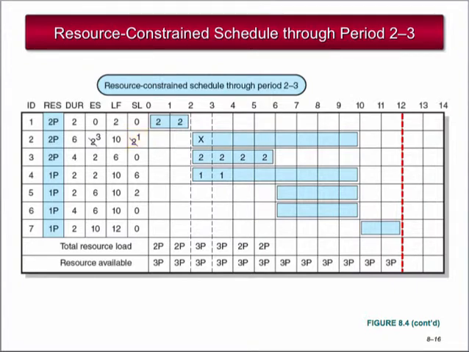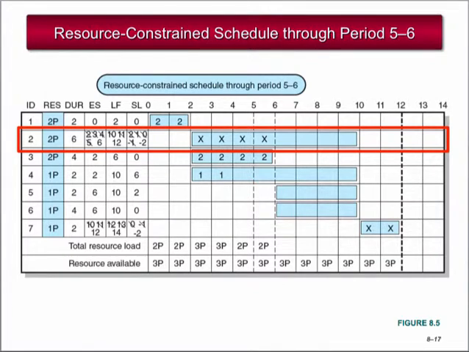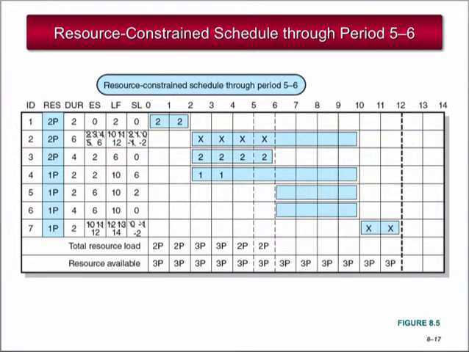However, Activity 2 requires 2 programmers and only 1 is available. So, let's delay Activity 2 and update the early start to 3 and slack to 1. The next eligible activity is Activity 4, since it only requires 1 programmer. We load Activity 4 into the schedule. Continuing on, in period 3 to 4, Activity 2 is eligible, but exceeds the limit of 3 programmers available. So we delay Activity 2 and update the early start to 4 and slack to 0.